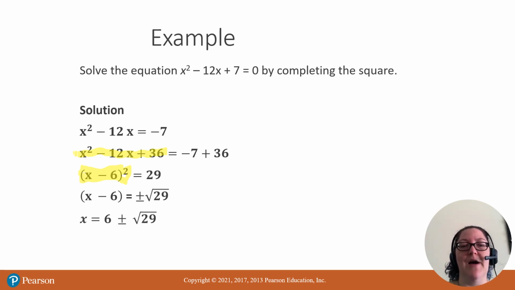Once I've done that, that removes the power of 2 on that x minus 6. Then we can just add the 6 over, and we're going to get x equals 6 plus or minus the square root of 29. Okay? Again, if you want to learn more about this, please go YouTube it, but for right now, we're good to go there.